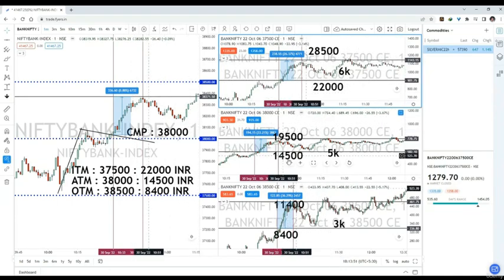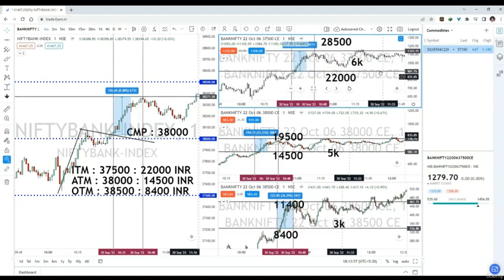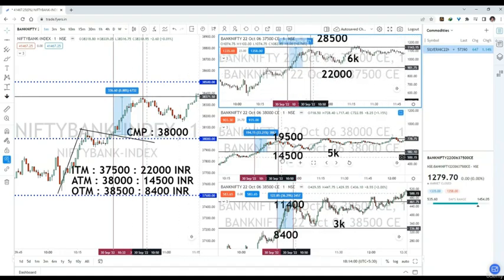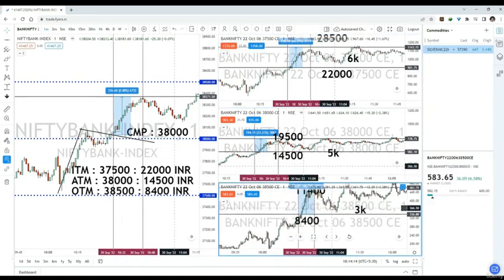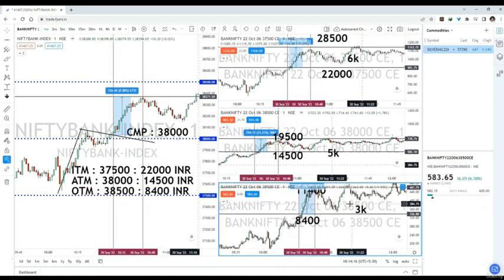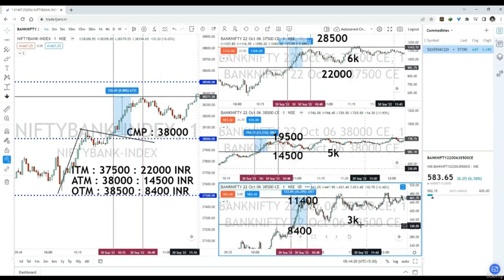At the same time, when you go for the at the money option, you have to pay 14,000 for the same trade, for which you paid 22,000 in the in the money option. In the at the money option you are paying almost 14,000, and you are exiting at 19,000. So your profit is 5,000, or 6.5 thousand. At the same time, in the out of the money option, you paid 8,400 rupees and you exited at 11,400 rupees. Here the profit is 3,000.